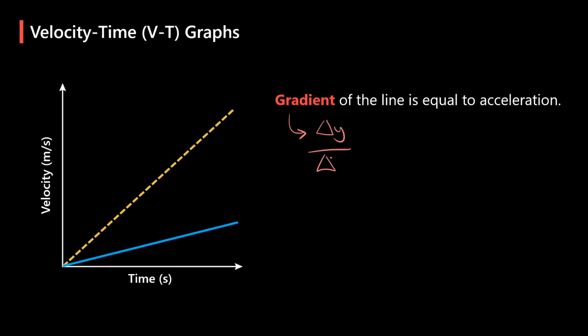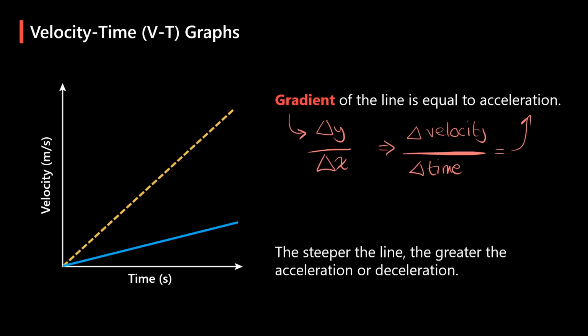Here, I have a velocity time graph for two different objects. You need to know that the gradient of the line is equal to acceleration. We know that the gradient of a straight line is equal to change in y over change in x. In this case, the change in y is equal to the change in velocity, and the change in x is equal to the change in time. A velocity changing over time is just equal to an acceleration. The steeper the line, the greater the acceleration or deceleration.